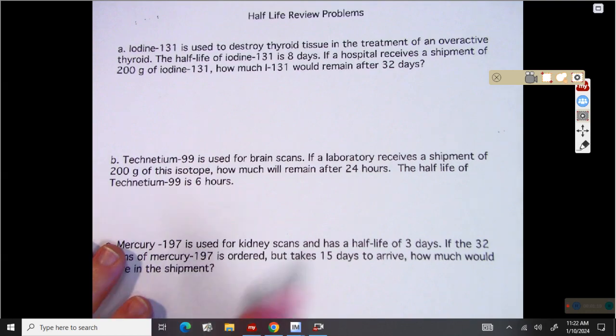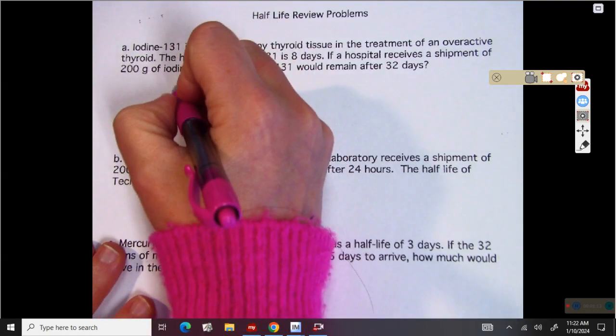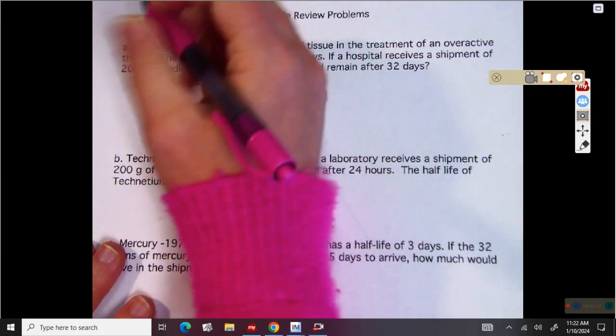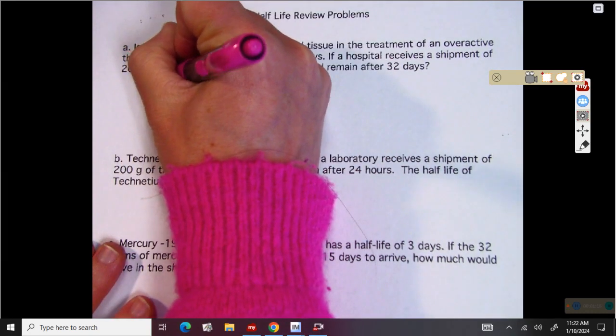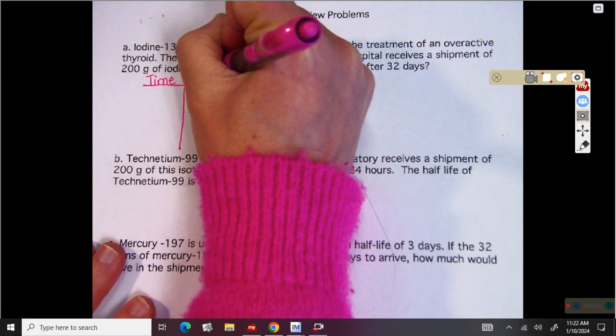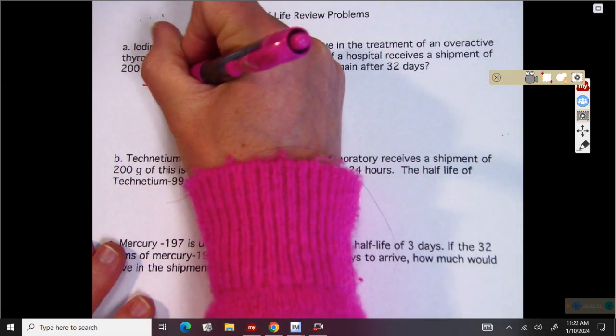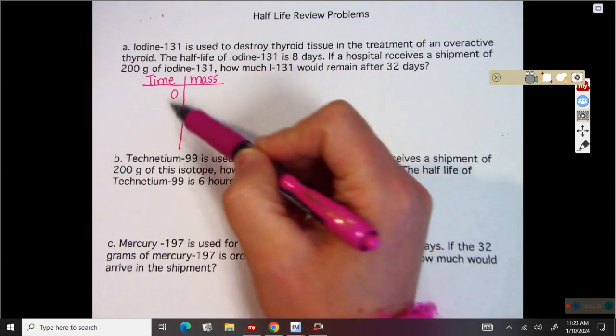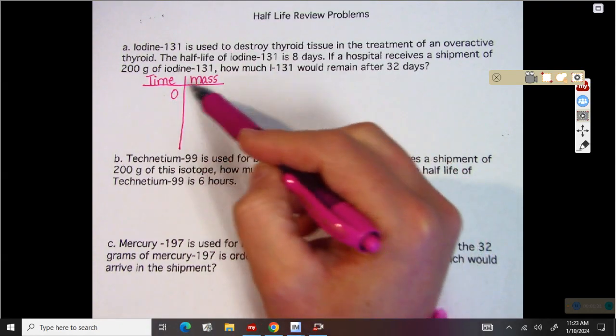We always set half-life problems up the same way. When we're going to work out a half-life problem, we have a T-chart. Our time goes on the left and our mass goes on the right. We always start at time 0 because when you are adding a half-life, that'll be a certain number of time, and you want to add that to your starting time of 0 so that we always start at the same point.